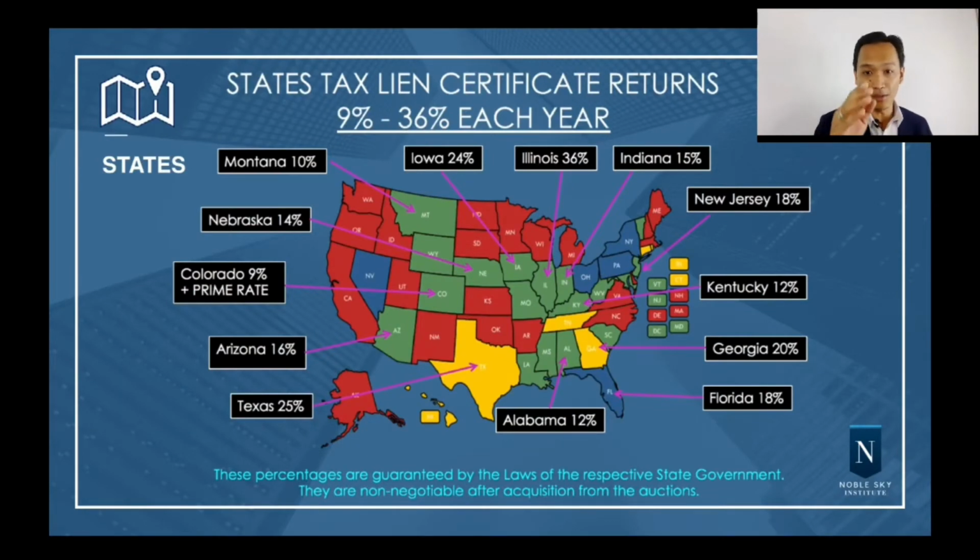Okay, so in this slide you will see all the different states across the US and what maximum percentage interest you would get from the state. So the state Arizona, for example, is 16% per year. It's 3 years. So the redemption period varies across states, and the percentage interest also varies across states. The highest is in Illinois. Okay, Illinois is 36% a year for 3 years. Okay, every year. And Florida is 18%, Georgia is 20%, New Jersey 18%, Nebraska 14%. Every state has different laws and different interest rates.